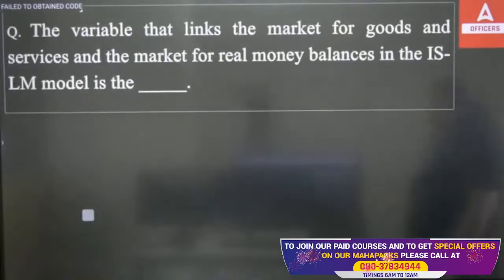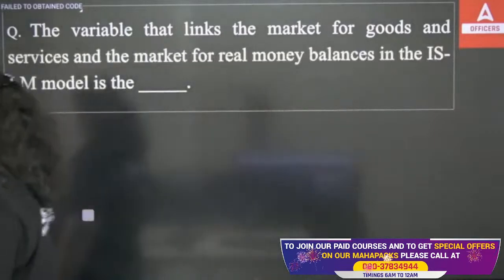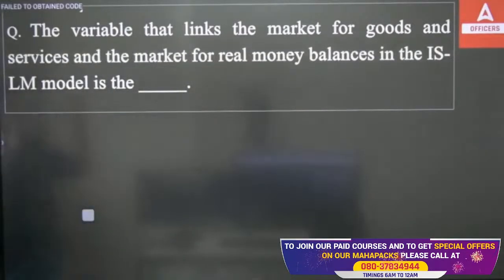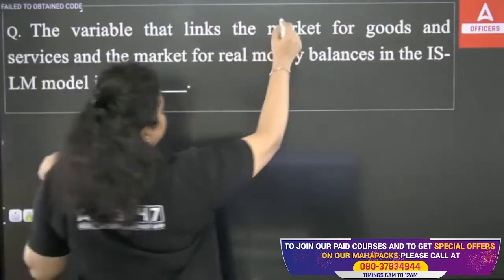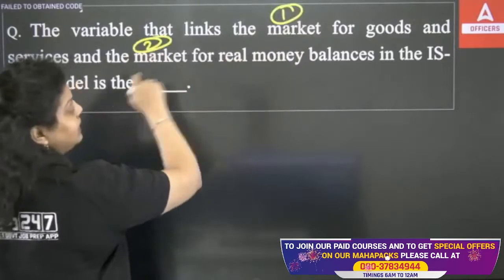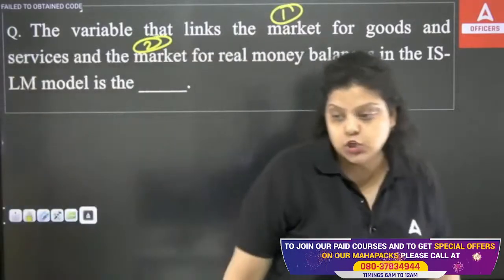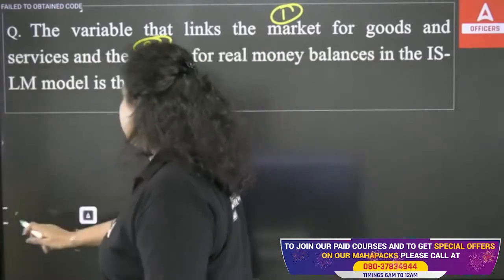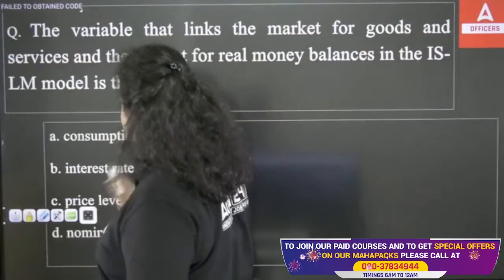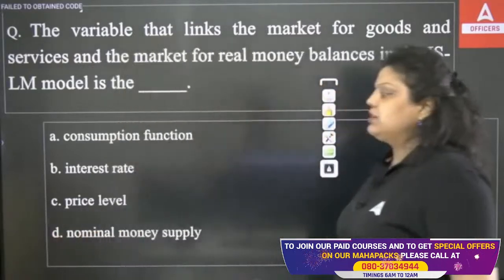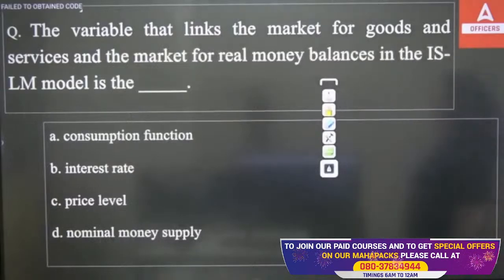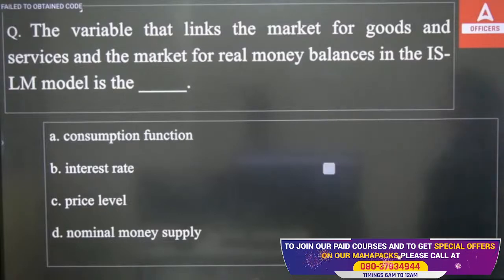Now, the variable that links the market for goods and services and the market for real money balances in the ISLM model is the dash. You have two types of markets: the first is the market for goods and services, and the second is the market for real money balances in the ISLM model. What is the variable that links these two? The options are: consumption function, interest rate, price level, and nominal money supply. Out of these four, which is the variable that links the market for goods and services and the market for real money?